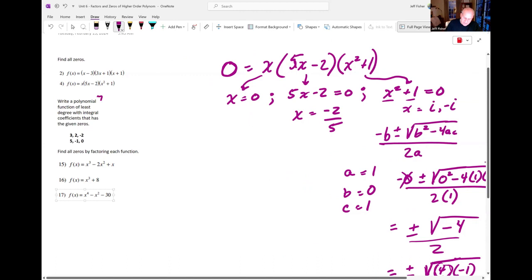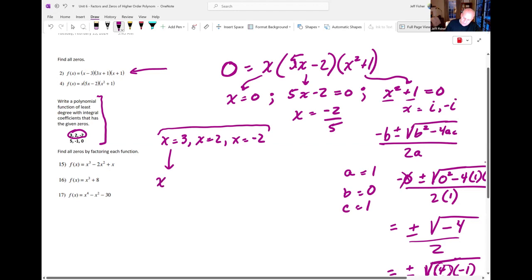So this question asks, write a polynomial function of least degree with integral coefficients that has the given zeros. Well, we know that x equals 3, x equals 2, and x equals negative 2. Well, if this is the case, then by just looking at what happened here, we can say that its factors must be, the factor for this one must be x minus 3, because when x minus 3 equals 0, x equals 3, right?